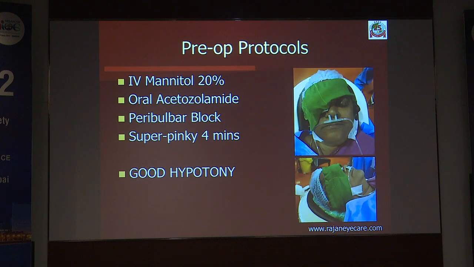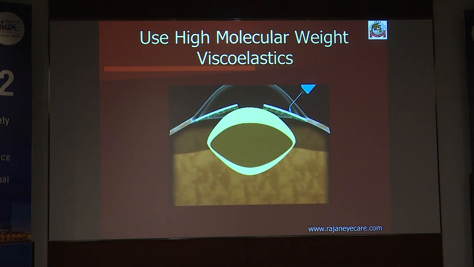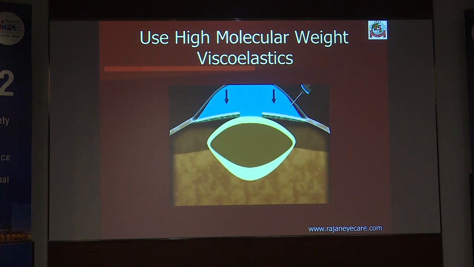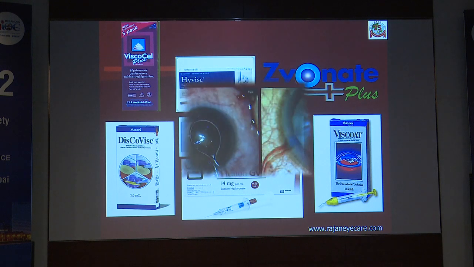So Pearl 2 is preoperative protocols. I give, especially for type 1 cataracts, IV mannitol, oral acetazolamide, peribulbar block, super pinky, good hypotony to make sure. And Pearl 3, use high molecular weight viscoelastics like a soft shell technique. Viscoelastics are available cheaply with all the Indian companies as well. Soft shell technique is where you put a dispersive and then underneath the dispersive you put a cohesive viscoelastic, and it makes life easy for you.